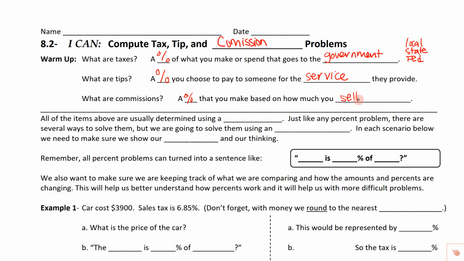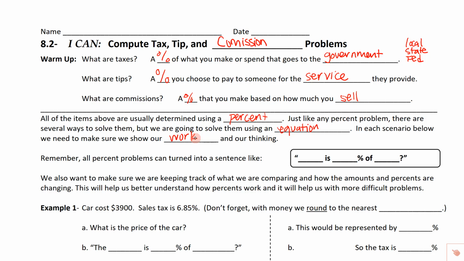All of the items above are usually determined using a percent. If you notice, all the definitions had percent in them. Just like any percent problem, there are several ways to solve them, but we are going to solve them using an equation. In each scenario below, we need to make sure we show our work and our thinking. Just like in all problems in math, we like to show our work. That way it's easy to tell where mistakes are or what's happened, different things like that.